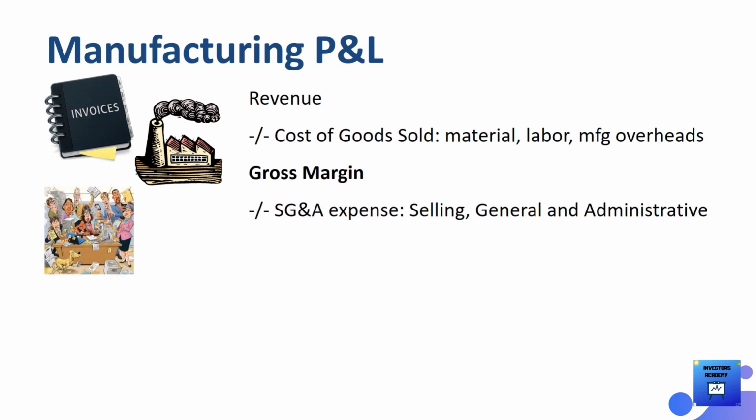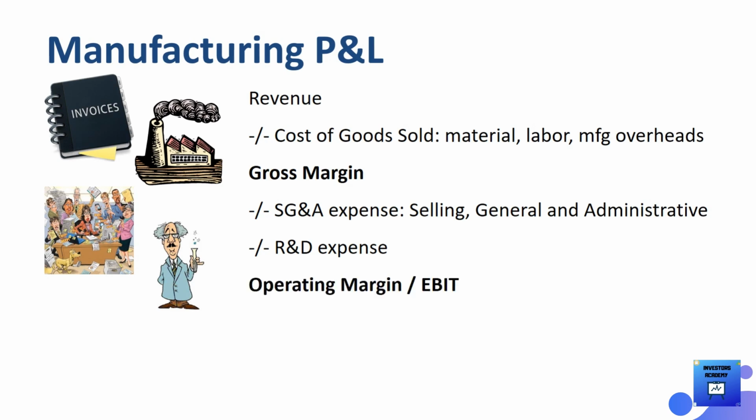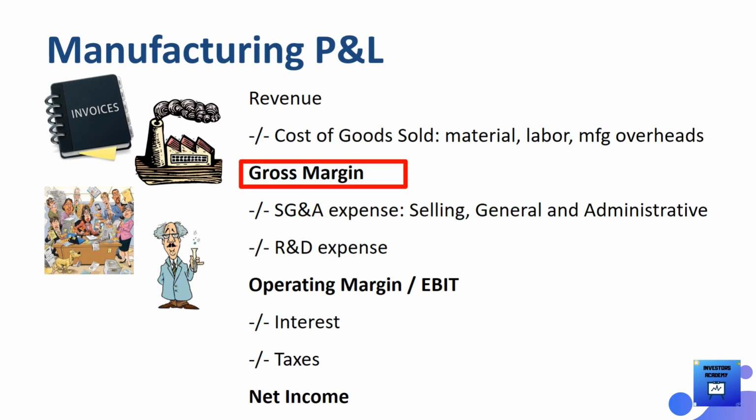SG&A is selling, general and administrative expenses, basically the cost of the general manager, salespeople, marketing team, customer service, human resources, finance, legal and IT. Research and development gets reported as a separate line item. Gross margin minus SG&A and R&D is operating margin or EBIT. Operating margin minus interest and taxes is net income, or the bottom line of the P&L. This video focuses on gross margin and operating margin.